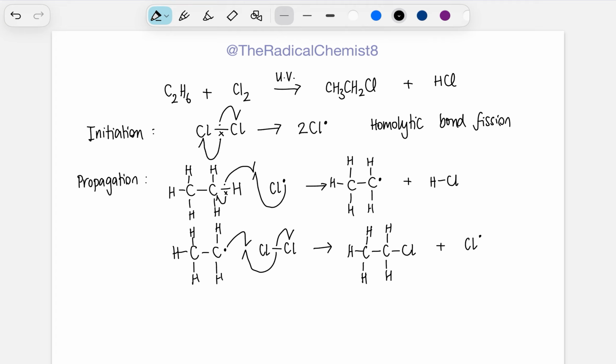So you're reforming the Cl radical. So we normally say it's regenerated. So you're reacting it there and you're reforming it there. So it could act as a catalyst in this case. So now these steps would keep on going until you substitute every single hydrogen.